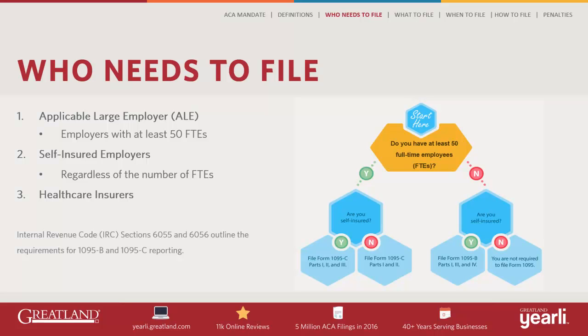Internal Revenue Code Sections 6055 and 6056 outline the requirements for 1095B and 1095C reporting, and I strongly encourage you to read these regulations.